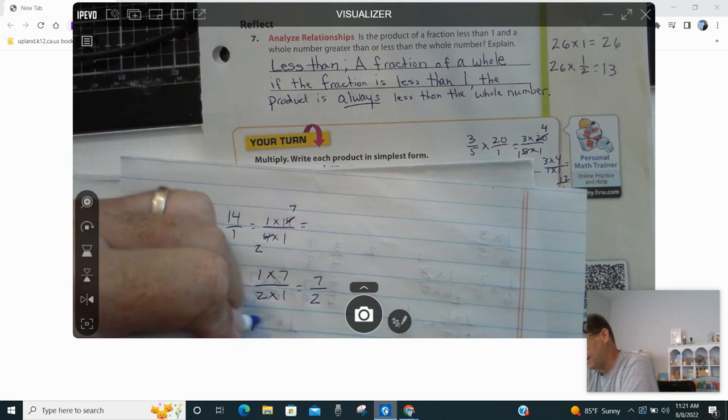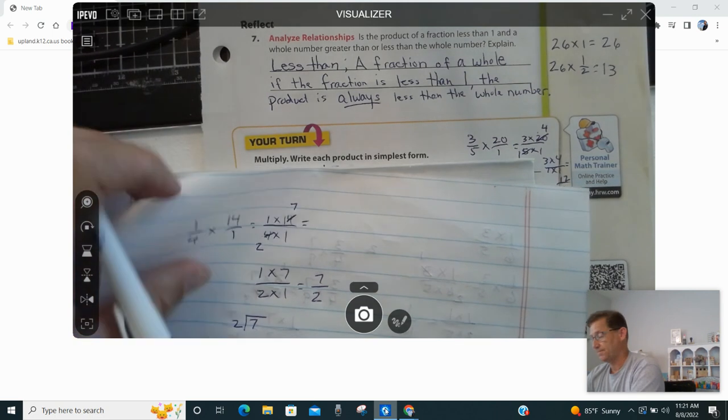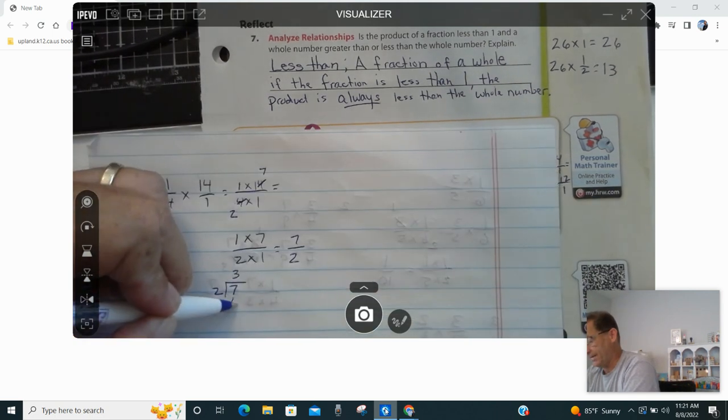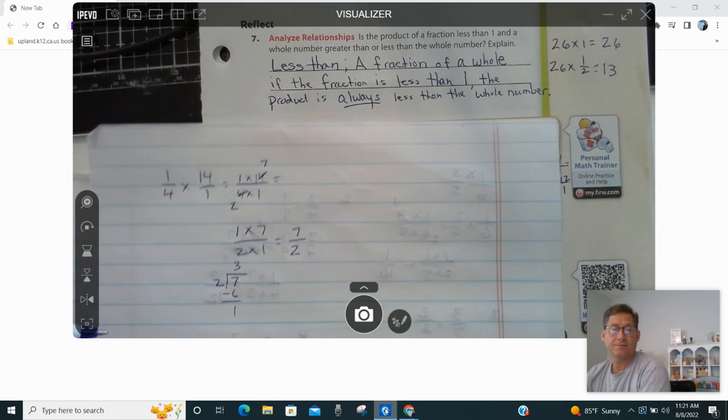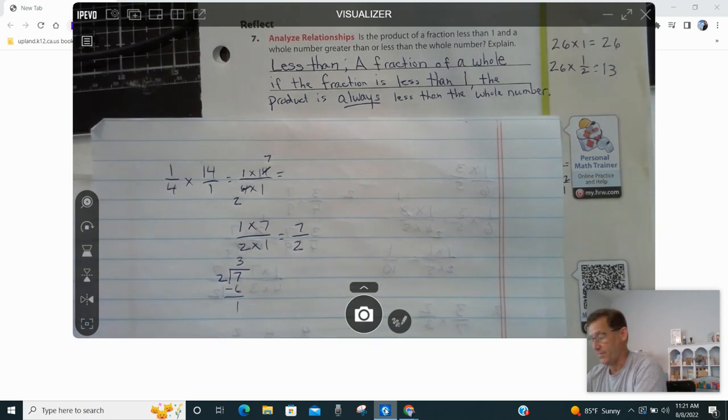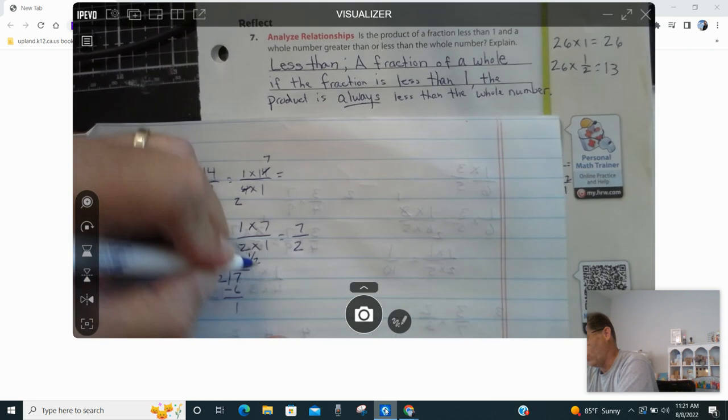Okay, let's simplify that. 7 divided by 2. We can take 3 2's from 7 with a remainder of 1. So 3 and 1/2.